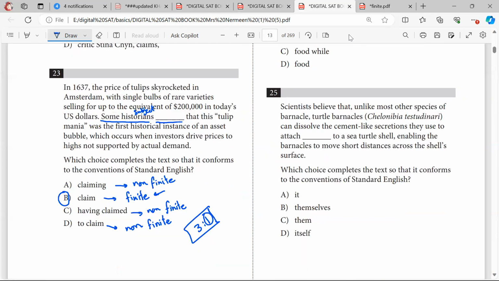And our very first example was targeting the finite versus non-finite verb forms. Hopefully, this quick session could be a helpful source for you to work on finite and non-finite verbs.